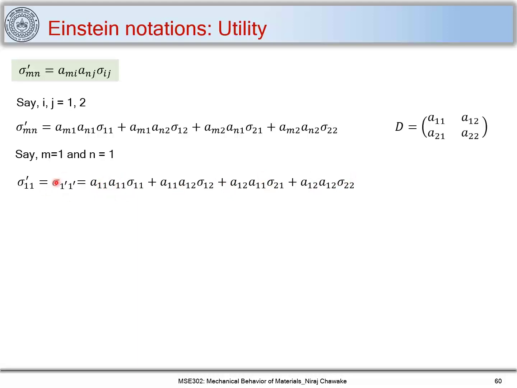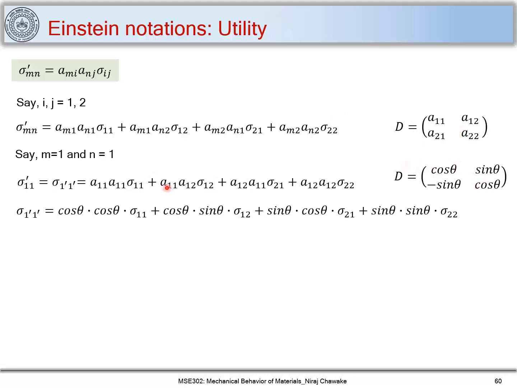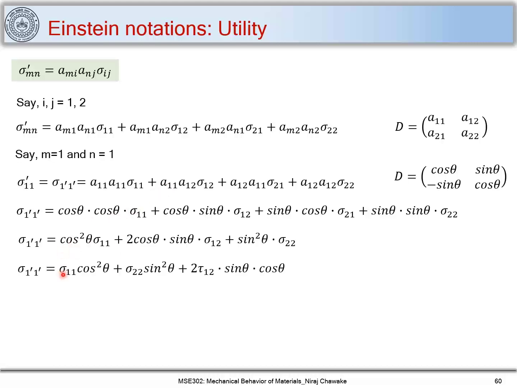Now I have my matrix of direction cosines which has these values. We have found it out. I replace these values over here. Let's do that, and you find that you will end up with this relation, which is sigma 11 cos square theta plus sigma 22 sine square theta plus 2 tau 12 sine theta cos theta. And this is what we have got in our previous approaches.